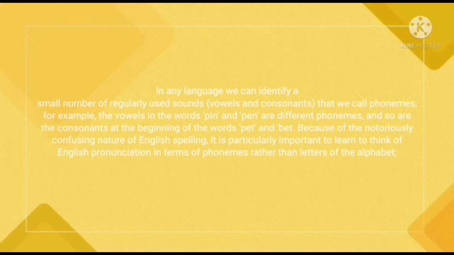For example, the vowels in the words pin and pen are different phonemes, and so are the consonants at the beginning of the words pet and bed. And because of the notoriously confusing nature of English spelling, it is particularly important to learn to think of English pronunciation in terms of phonemes rather than letters of the alphabet.